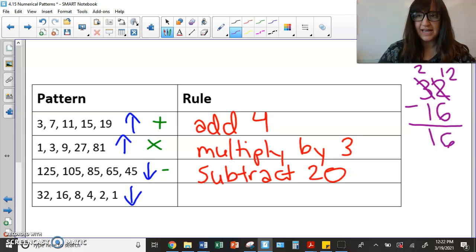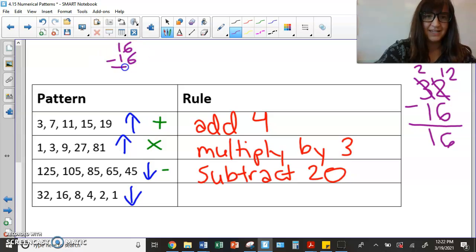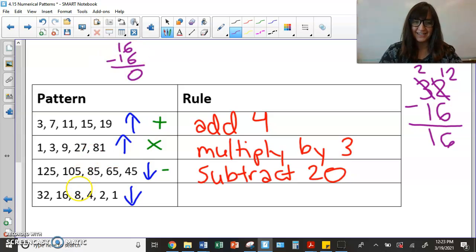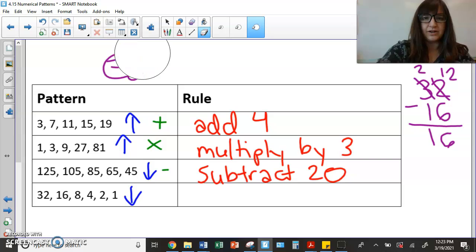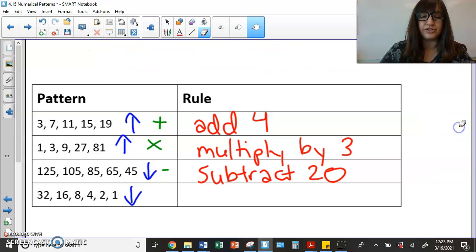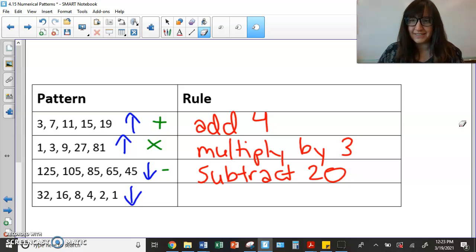So that means that I subtract 32 minus 16 to get my next one. Well, if I go ahead and do 16 minus 16, I'm going to get 0. I'm not going to get 8. So I'm noticing that subtraction is not going to work for this pattern. So if subtraction doesn't work, then I'm going to try division. Okay, so I need to figure out 32 divided by what equals 16?